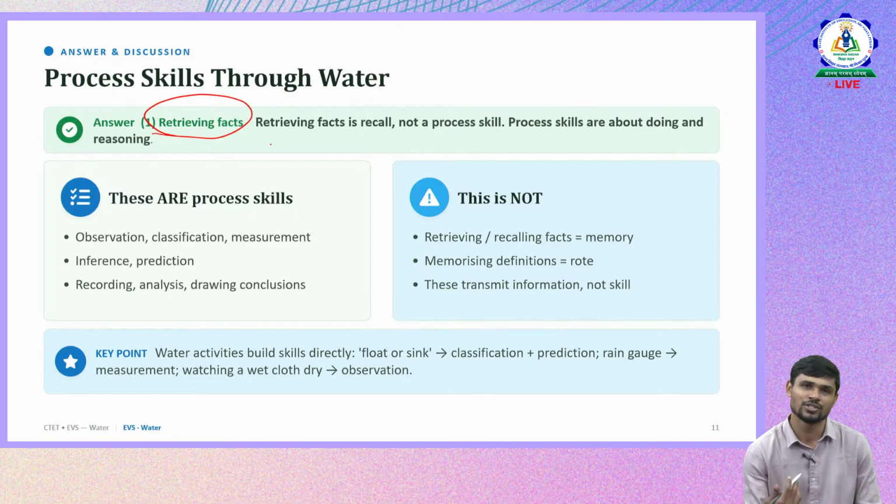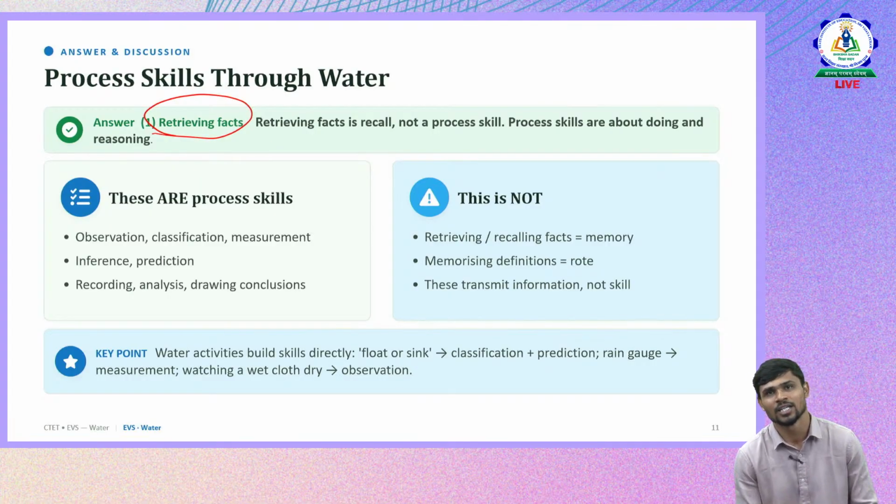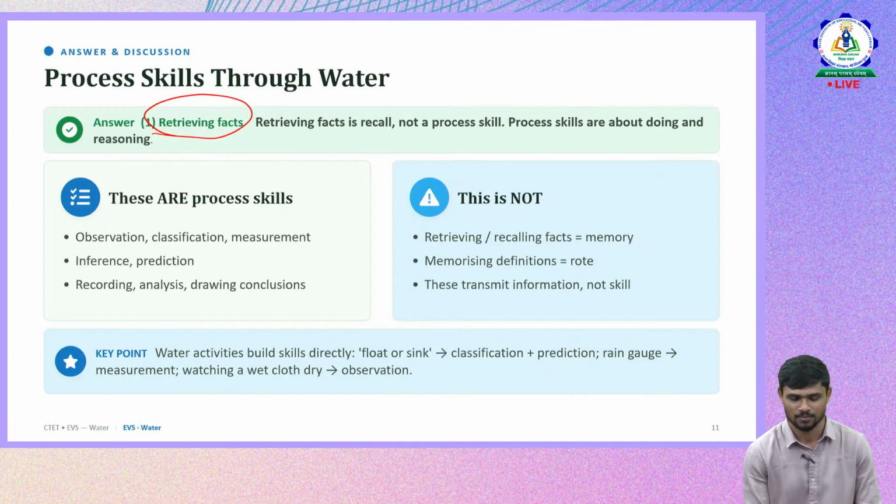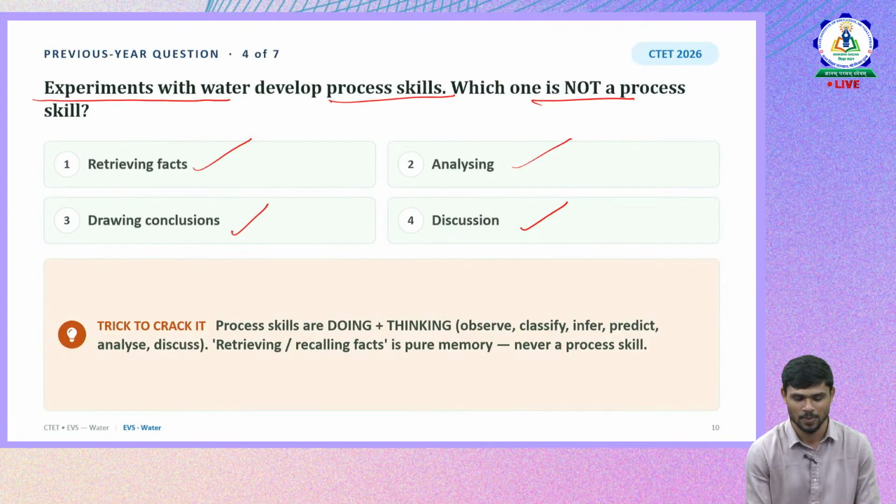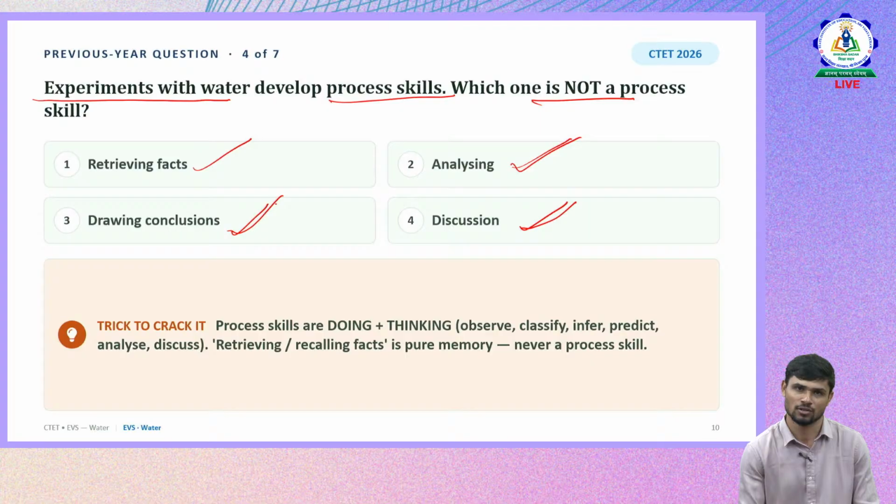No matter which experiment we do, no matter which situation or activity it is, if the options include retrieving facts, that is the option you need to choose as not a process skill. Memorizing is not a process skill. A process skill is something related to doing. It is thinking and also doing. Discussion is also a skill. Analyzing and drawing conclusions is also a process skill that we already discussed in the science pedagogy classes from paper 2.